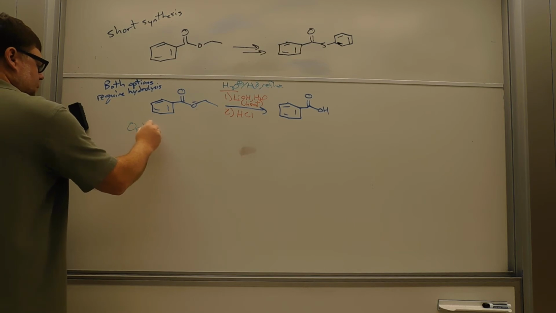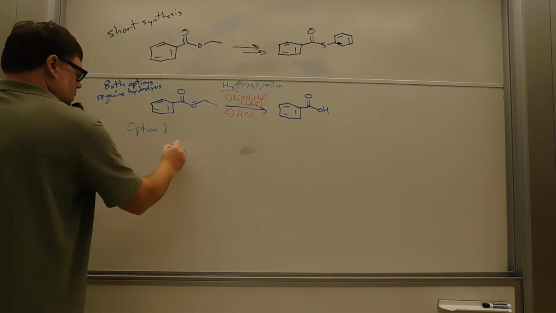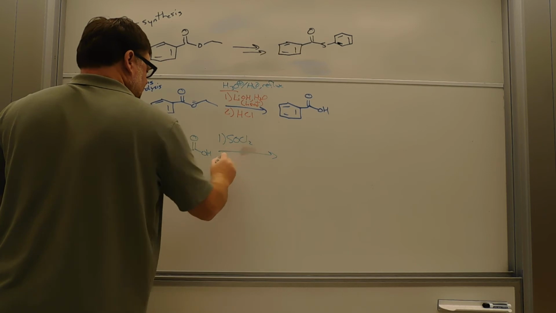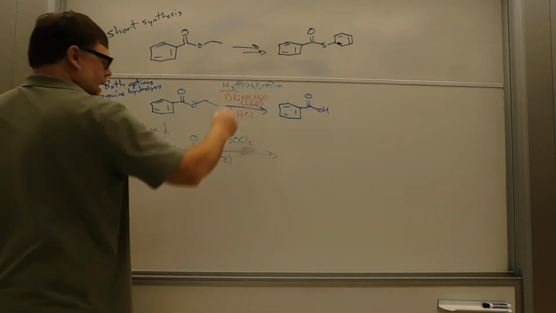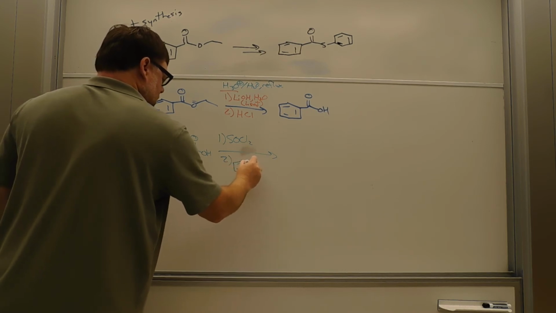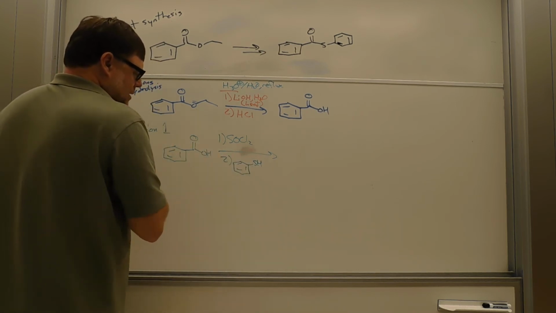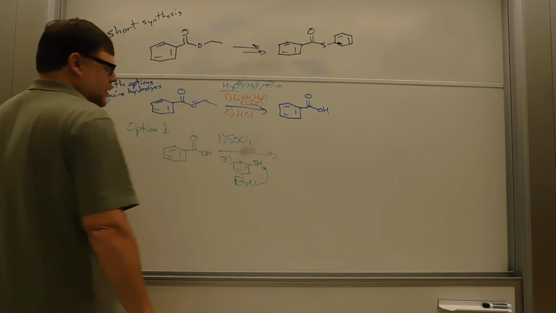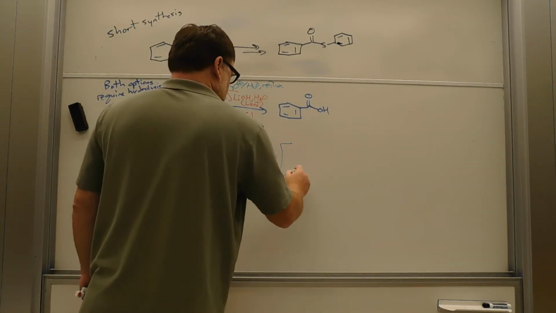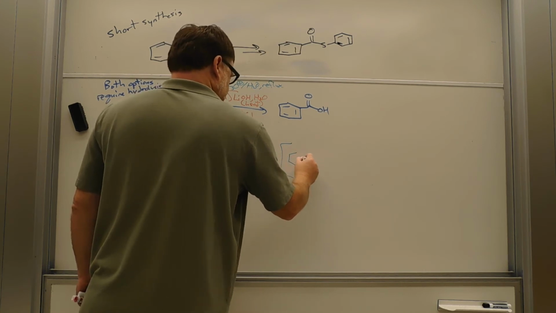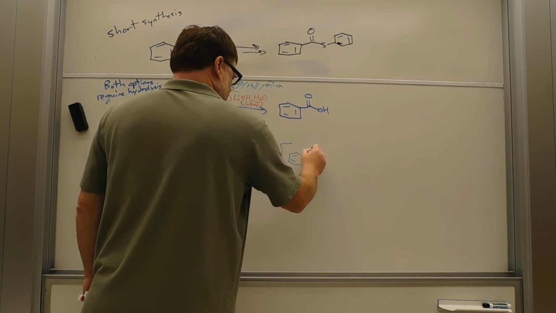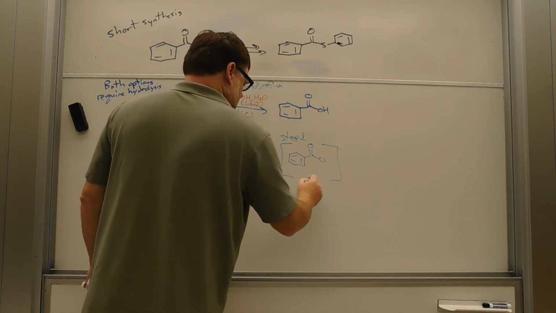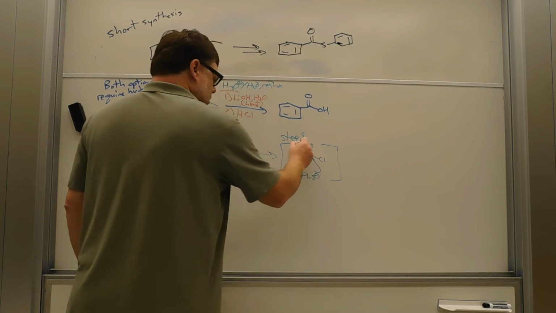Option one, first step, thionyl chloride. Second step, we need to add a phenyl sulfide, so thiophenol. It looks like phenol, there's just an S instead of an O. And then you need some sort of base, right? So now the base will take that H. So step one gives us the acid chloride. Phenyl sulfide adds to the acid chloride.